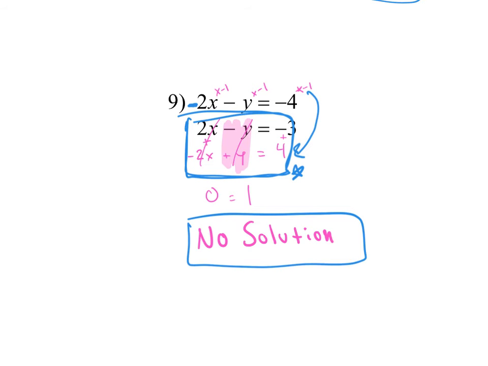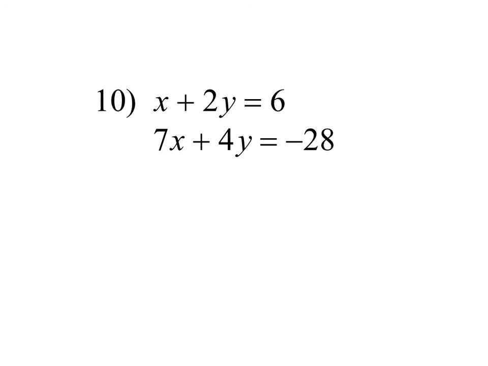All right, ready for the next one? Number 10. What do we need to do first here? What are we multiplying and to which equation? The first one or the second one? Awesome. We need to multiply the first equation by -2. That way we'll get the y's to cancel out. So x times -2 would be -2x. -2y times -2 would be 4y. And 6 times -2 would be -12.